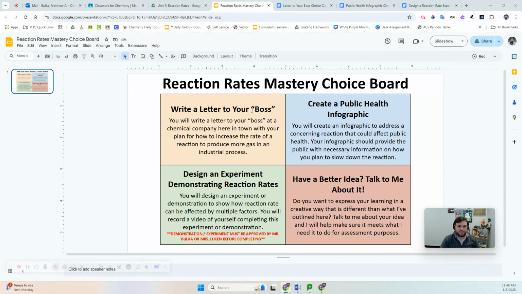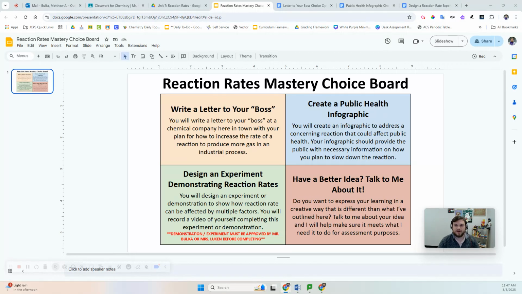Okay, so the letter to your boss is the assignment we'll talk about first. You're going to write a letter to your boss at a chemical company here in town with your plan for how to increase the rate of reaction to produce more gas in an industrial process. So you're only going to do one of these assignments, okay? So you only pick one of them. That's why it's a choice board. So that's the first option, is writing a letter to your boss.